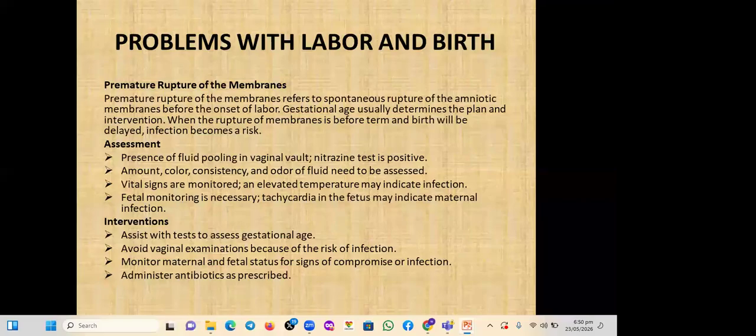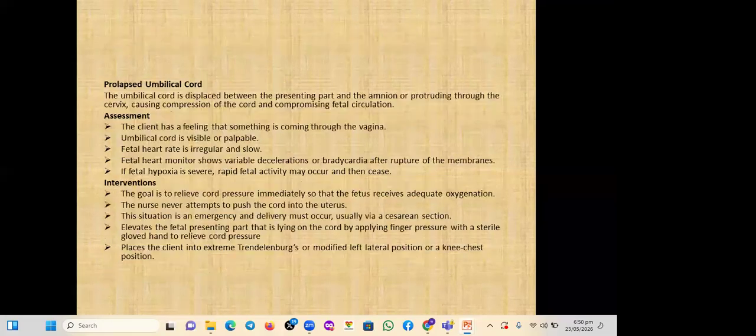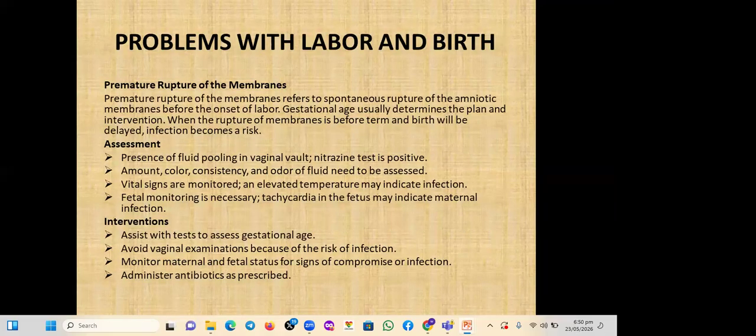You monitor for maternal and then fetal status. Remember what I said. When there is infection, maternal temperature is going to go up. When there is infection, there's going to be an increase in fetal heart rate. There's going to be fetal tachycardia. Okay. Then antibiotics administration is also something that will be done to cover for the infection.